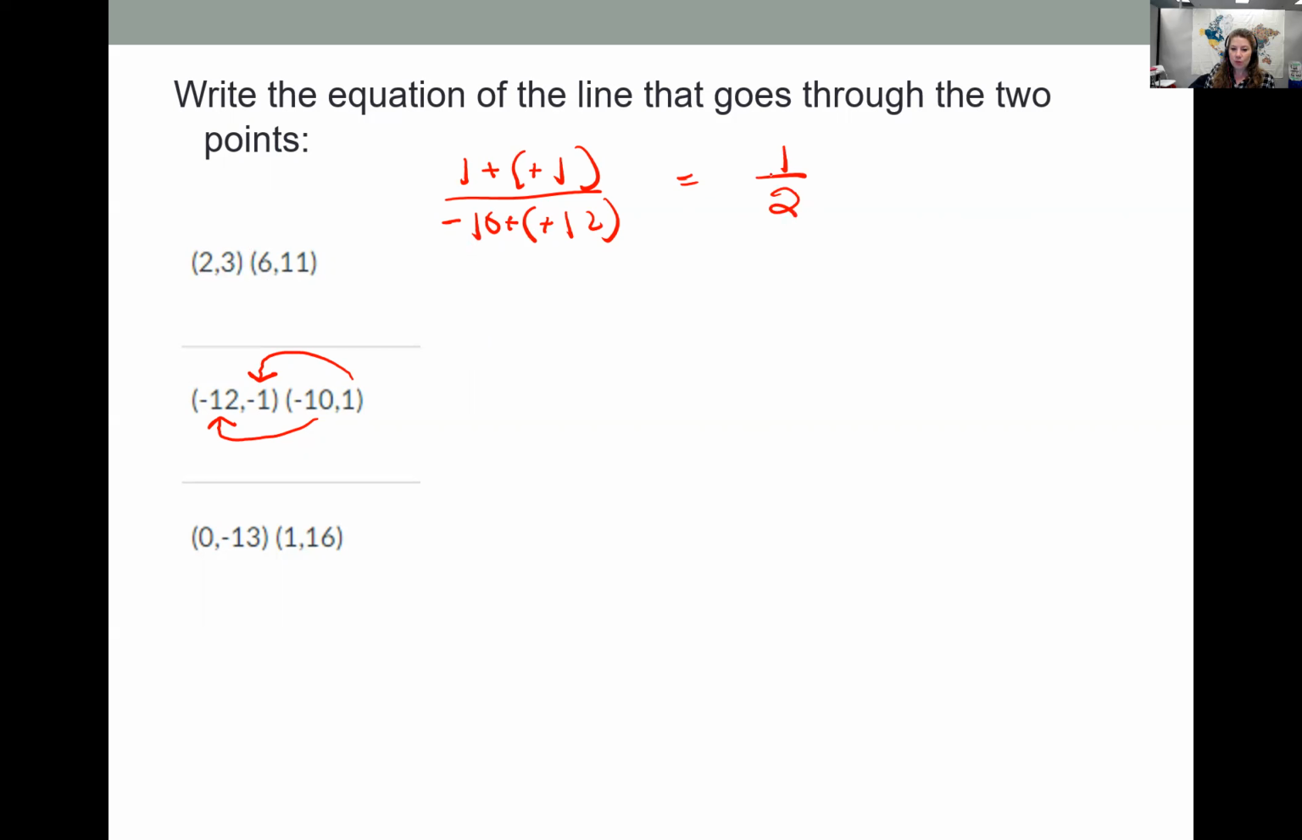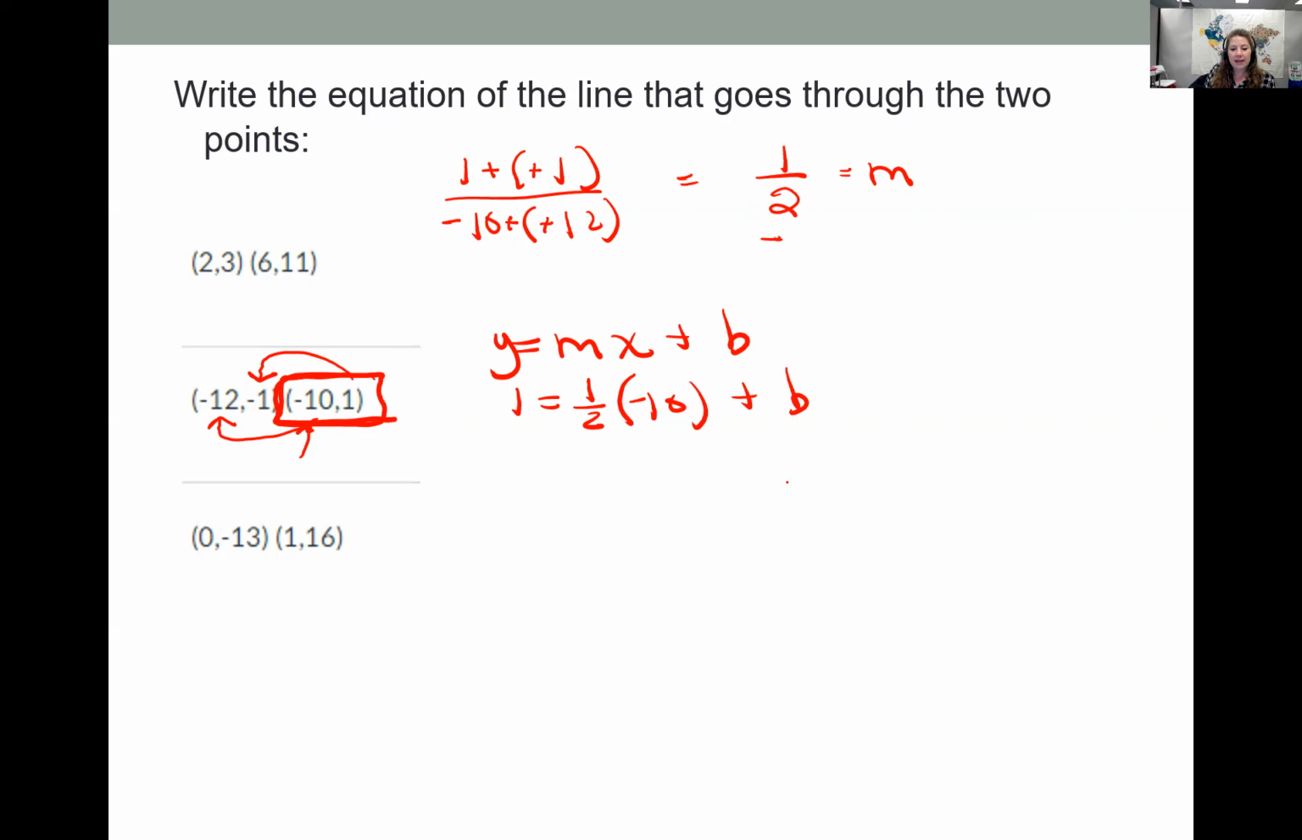So what is our slope? Our slope is 1/2. Now we're going to use our formula, y equals mx plus b. We're going to plug in what they give us. So we have a y value. Pick one of these. It doesn't matter. I'm going to pick the second one this time. So my y value is 1. My slope is 1/2. My x value is -10. And I don't know the letter b yet, but I do know that half of -10 is -5.